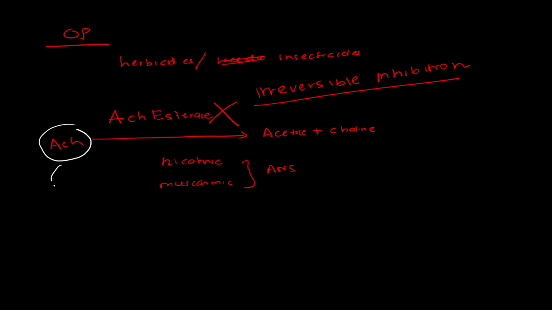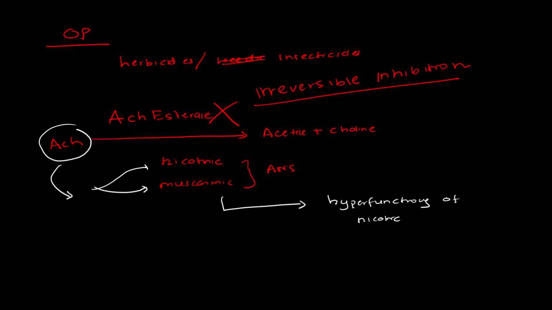Acetylcholine will start accumulating at these receptors. Once these get accumulated, there will be hyperfunctioning of both nicotinic and muscarinic receptor pathways, right? So what you would see now, what does acetylcholine usually do?